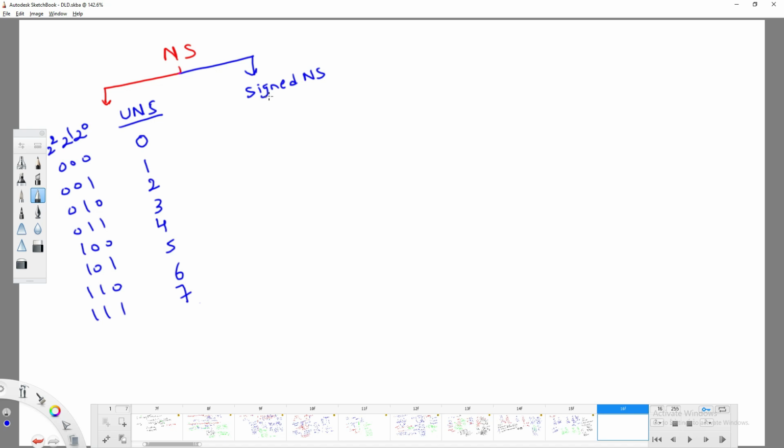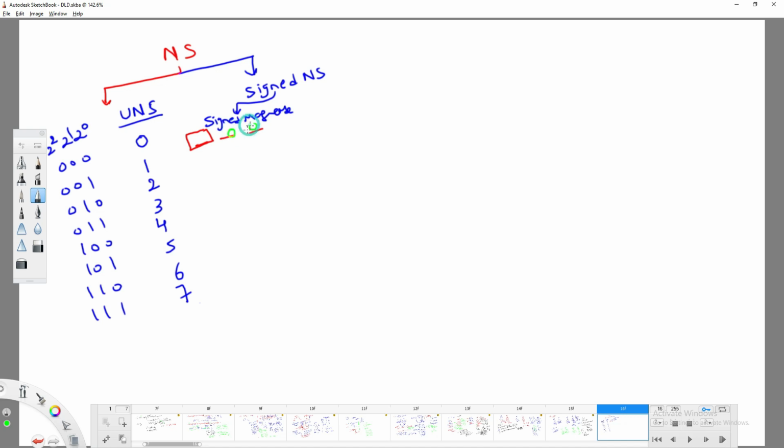According to our explanation, one is signed magnitude representation. So in signed magnitude representation, if I am going to have 3 bits, one bit should be reserved for what? Sign. One bit should be reserved for the sign bit, right? So then, with the help of the other 2 bits, how many values can you generate? Maximum 4 values, from 0 to 3.